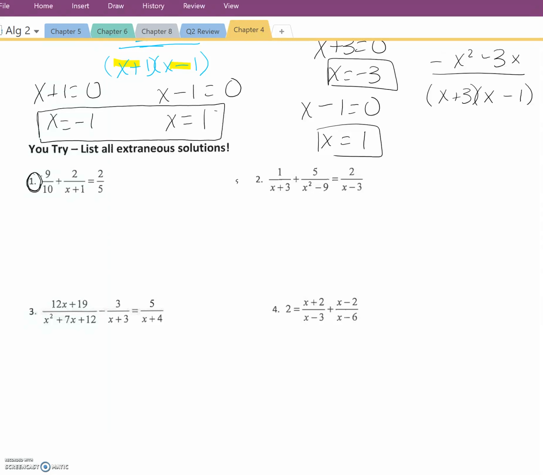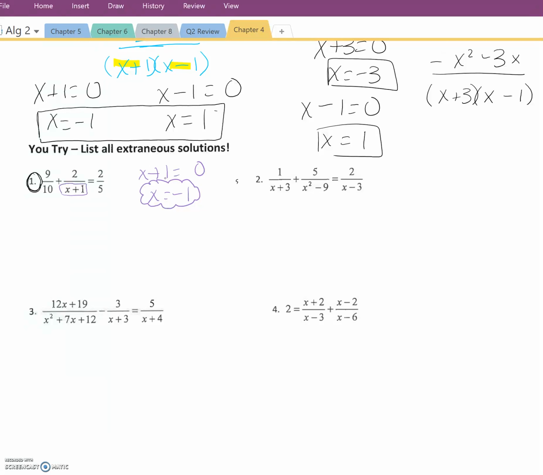Number 1, you only need to worry about the extraneous solutions when you have a variable. Okay, so x plus 1 is the only thing I need to test out. When does x plus 1 equal 0? When x equals negative 1. And then I just keep this here because if my answer is negative 1, the problem doesn't actually work.